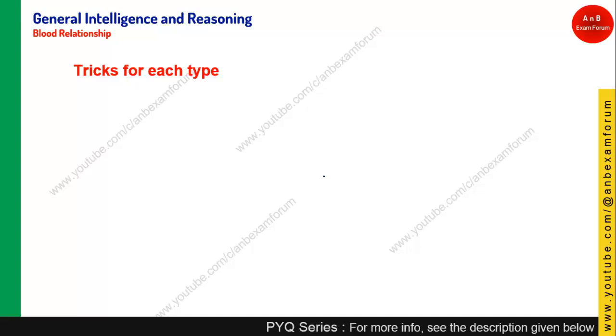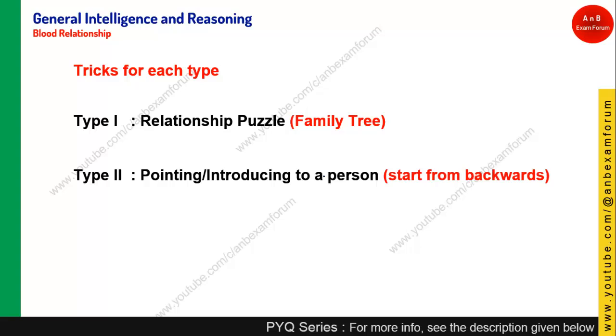The last topic for today's session is the trick for each type, and the first trick for relationship puzzles is the family tree. In each type you need to make the family tree. Family tree is the minimum theory, the minimum concept that you should know to solve these questions. But for pointing and introducing a person, you always start from the backward. This is a very important trick. Whenever you have such questions, go from the backward and make the family tree. I repeat, go from the backward and make the family tree.